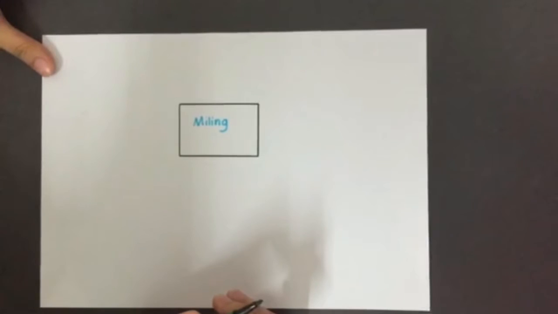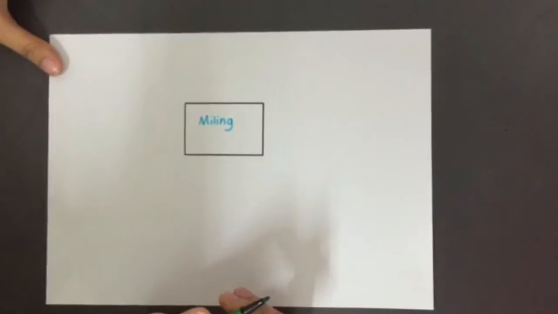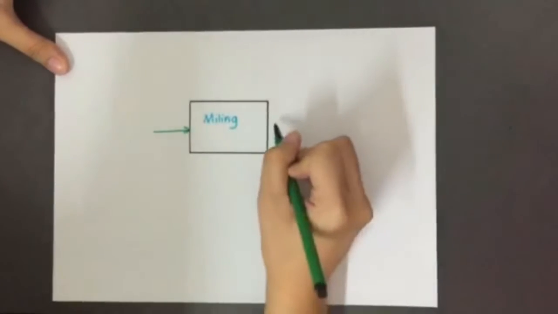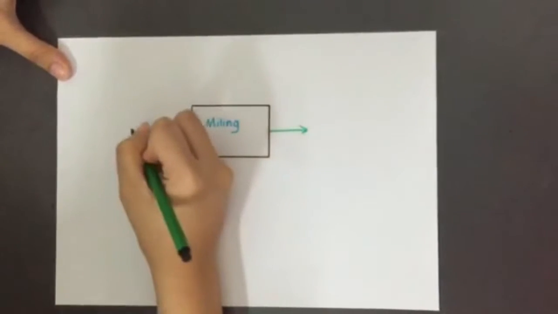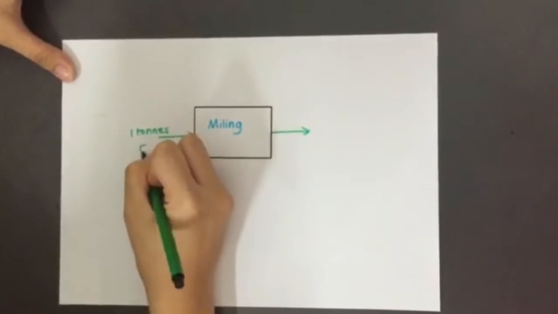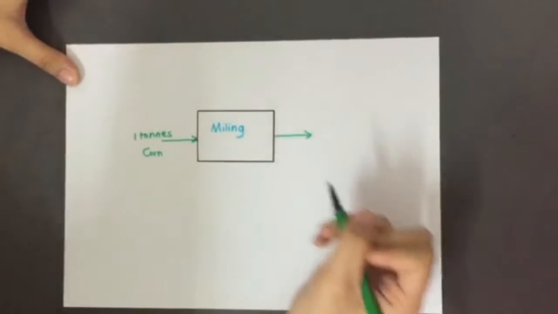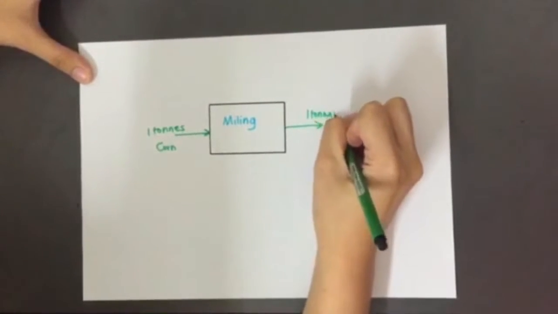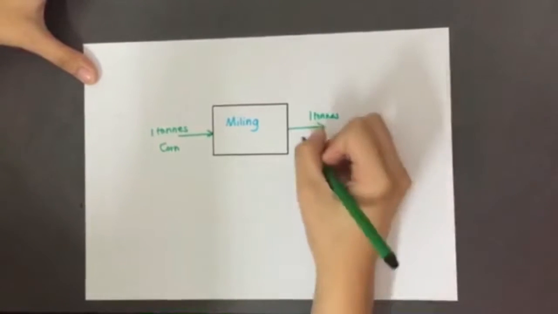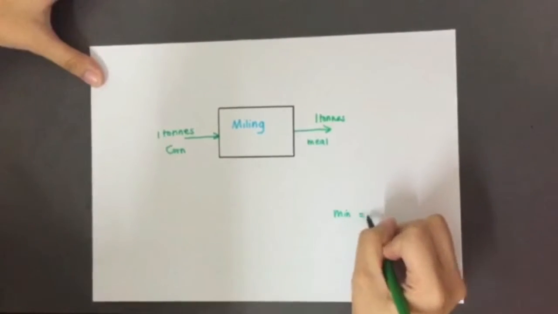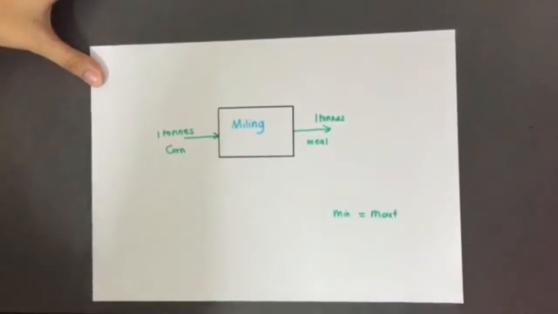The first step in the corn to ethanol dry mill process is milling. In milling, there is only one inlet and one outlet stream. 1 ton of corn is fed, producing the same amount in the outlet stream, that is 1 ton of finely ground corn, which is called meal. Mass inlet is equal to mass outlet.